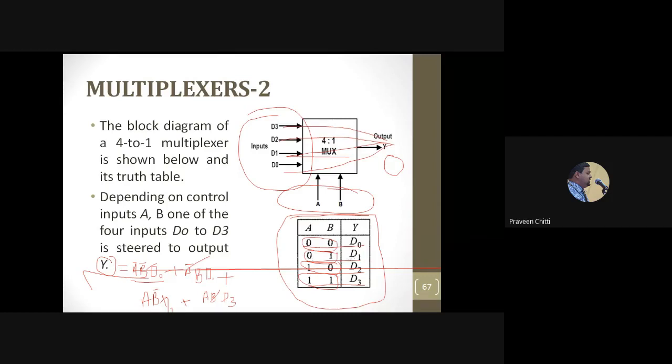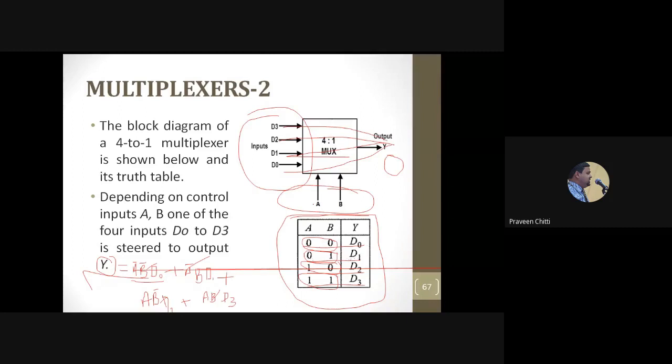Many a time they will ask, design 4:1 mux and draw the logic diagram using basic gates. Design means you should start with the block diagram first, then write the function table, then write the equation, and then that equation should be translated into a logic diagram. I hope the designing of 2:1 mux and 4:1 mux is clear.